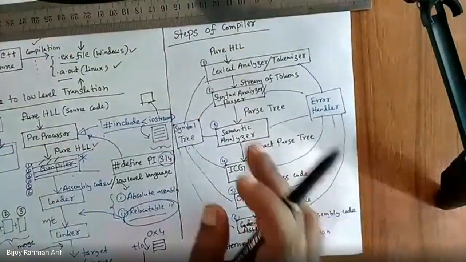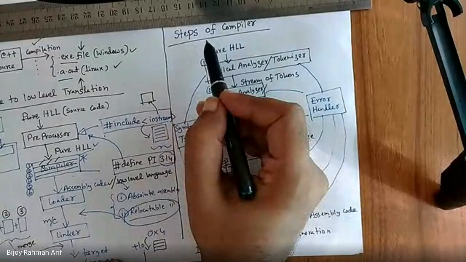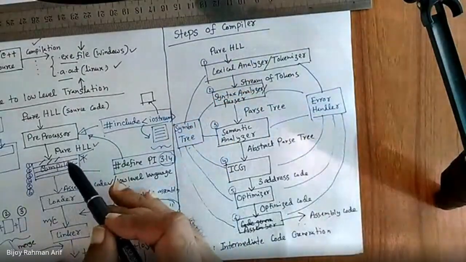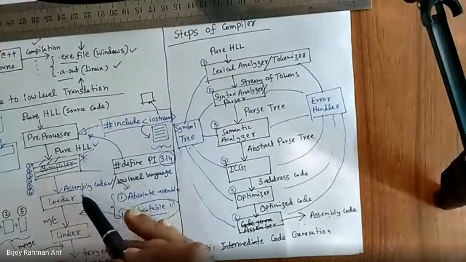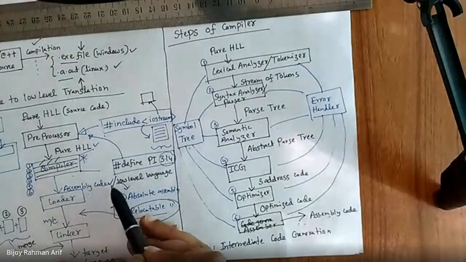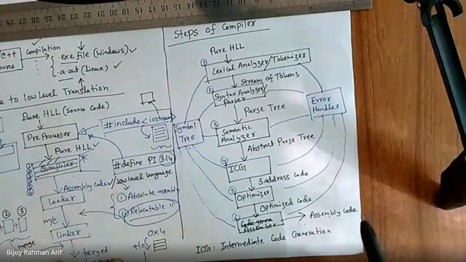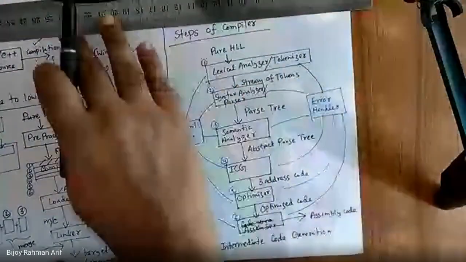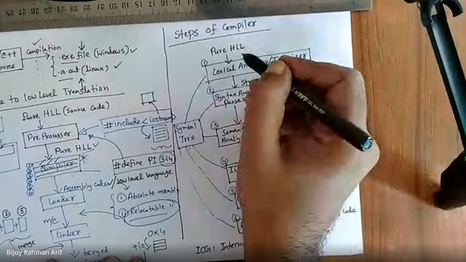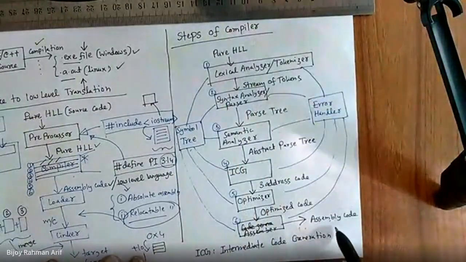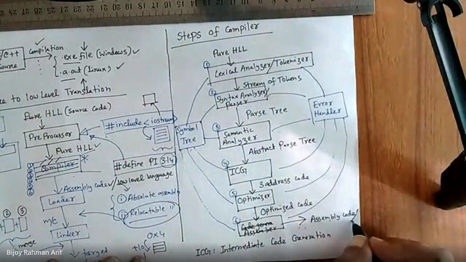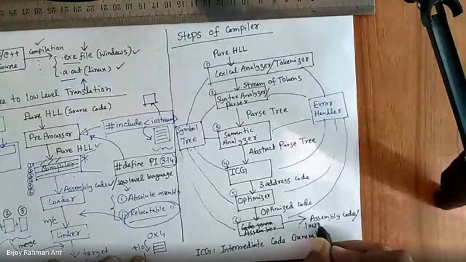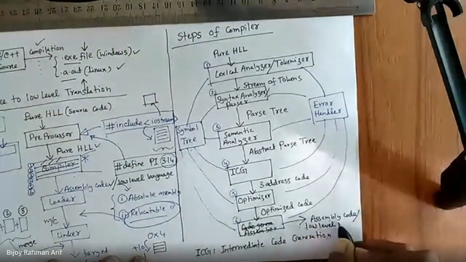So here we are showing all the sub-modules of the compiler. What is the input of the compiler? Pure HLL. And what is the output of the compiler? Assembly code or some sort of low-level language. So at the very beginning we are given pure HLL, and at the very end we are getting assembly code or some sort of low level language.